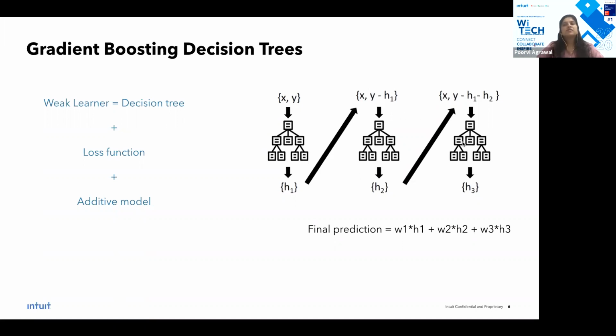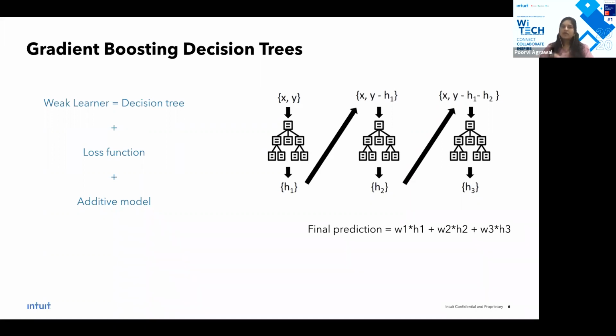Similarly, for the third model, you take the response variable as Y minus H1, and then the residual would be Y minus H1 minus H2. So this is how you are creating the weak learners. You go through the iterations based on the residual of the previous model. And then, similar to AdaBoost, you take the final prediction, which is the weighted combination of all the weak learners.